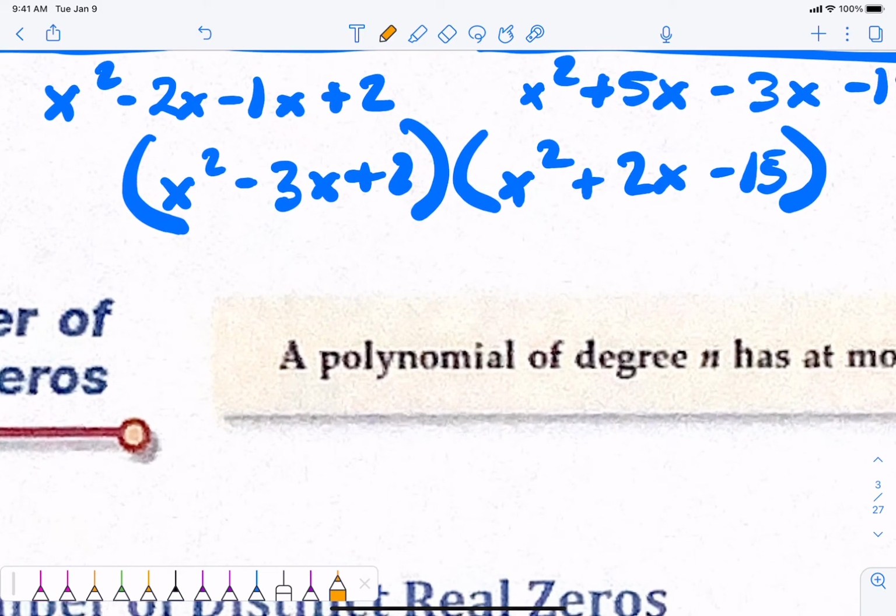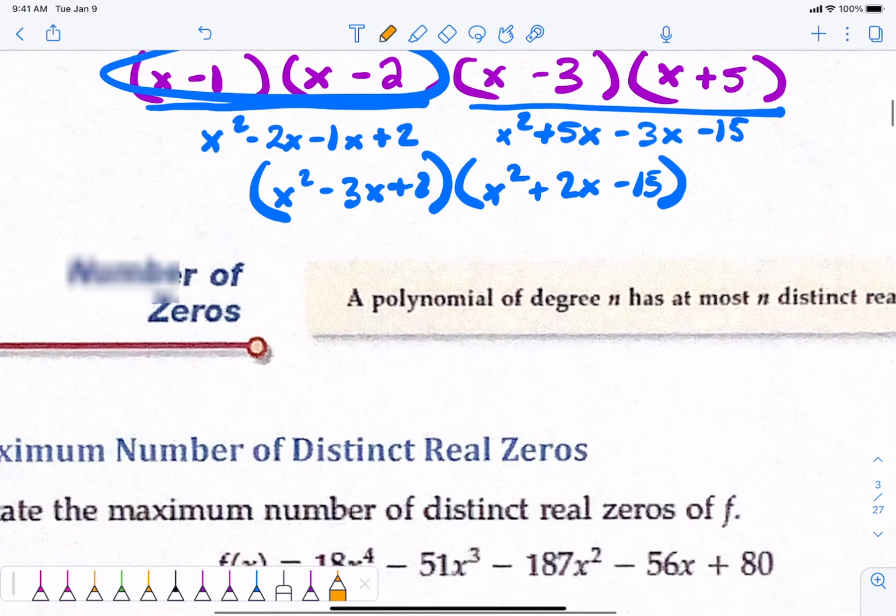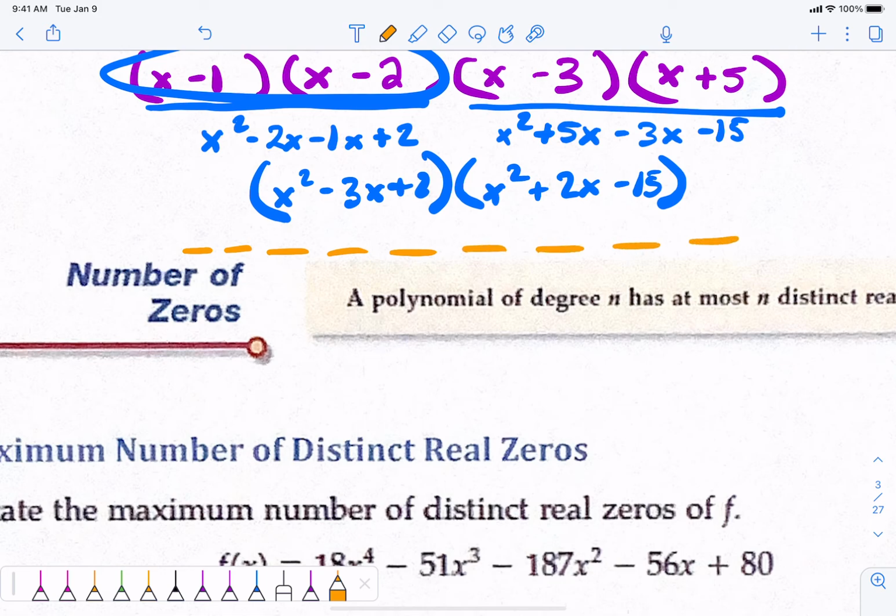There are 3 pieces and 3 pieces. Together, all after we multiply, should be how many? 1, 2, 3, 4, 5, 6, 7, 8, 9 total. Before we combine like terms, right? Okay, x squared times x squared makes x to the 4th. X squared times 2x is plus 2x cubed. And x squared times negative 15 is minus 15x squared.